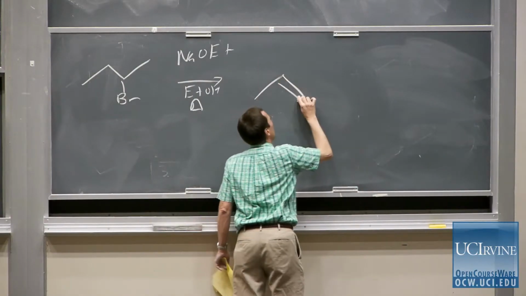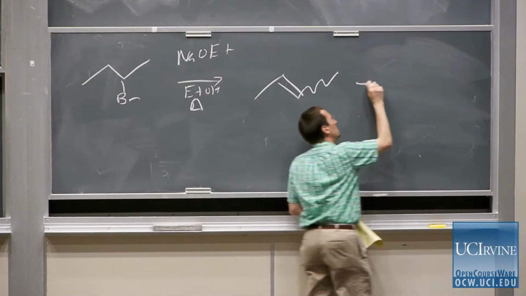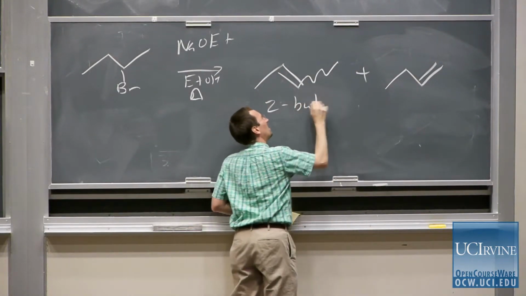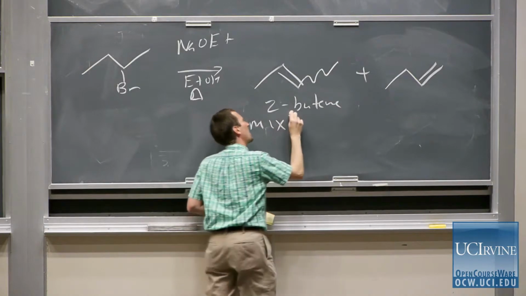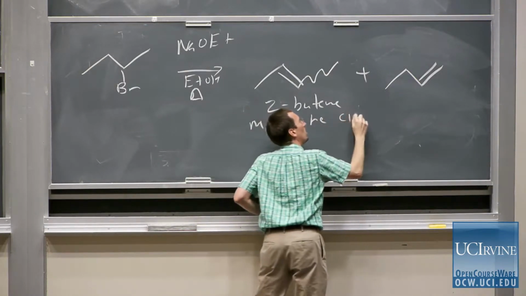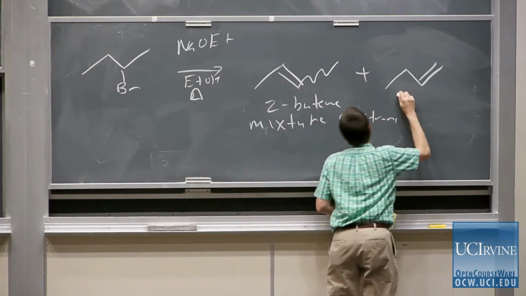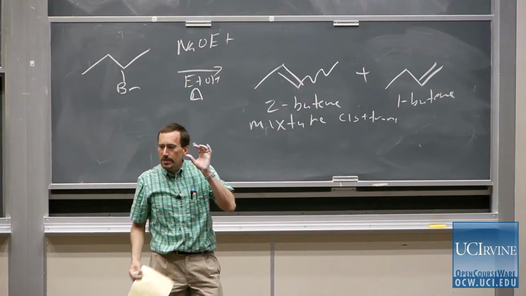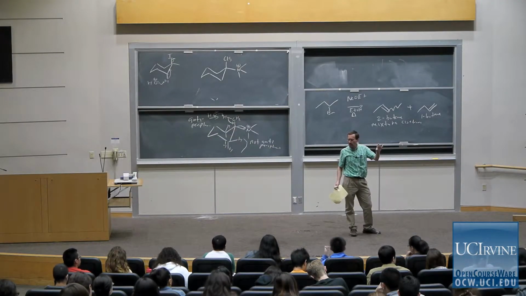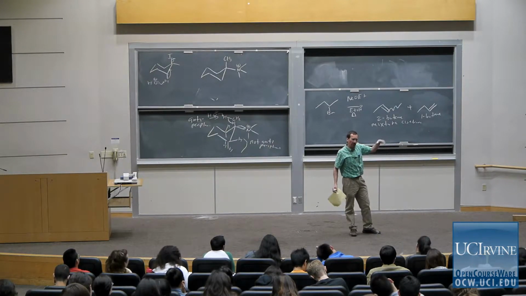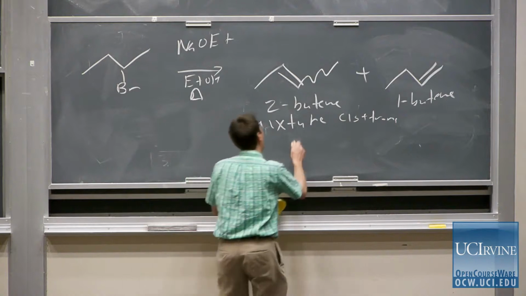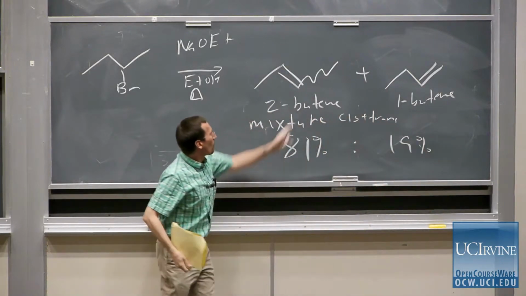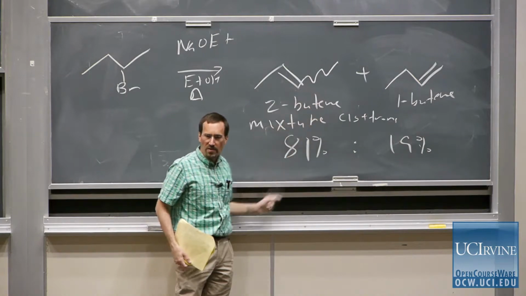And so you get the 2-butene and the 1-butene. So I'll write 2-butene, and I'll write in parentheses mixture of cis and trans. I'm not going to break down which amount you have of which. And then the 1-butene. So you get the more substituted alkene and the less substituted alkene. And in general, reactions like this favor the more substituted alkene. It's not 100% preference, but it's a good preference. In this particular example, we have an 81% to 19% ratio. In other words, it's 4 parts of 2-butene to 1 part of 1-butene.